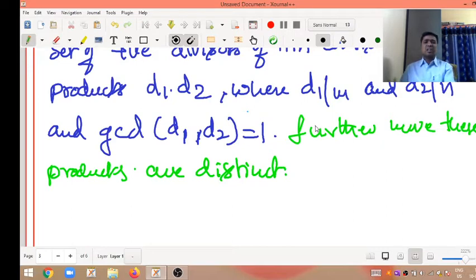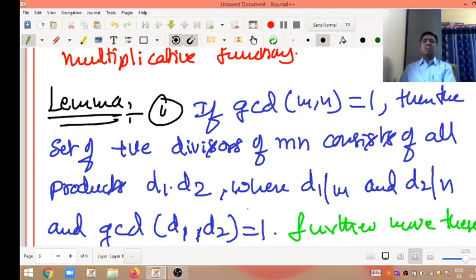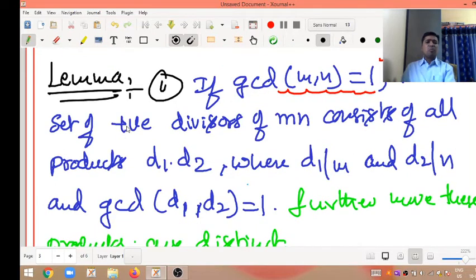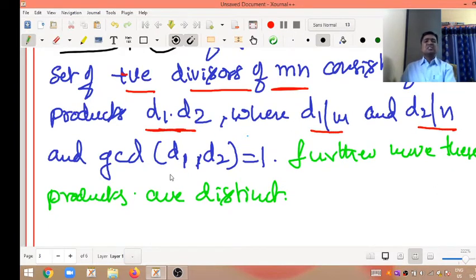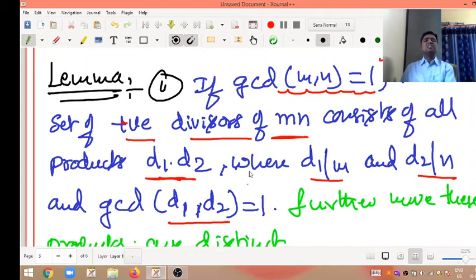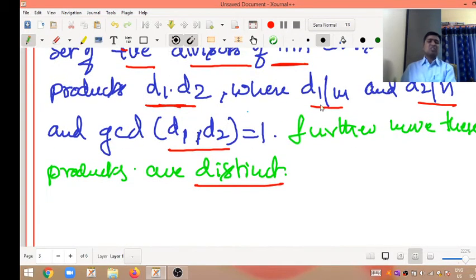See here, my dear friends, I elaborated this point. GCD of m comma n is equal to 1, that means m and n are relatively prime. So the set of positive divisors of m into n consists of all products, where d1 divides m and d2 divides n. In that case GCD of d1 comma d2 is equal to 1, meaning these divisors are relatively prime. Moreover, these products are distinct, my dear friends. I hope you all understood this point. I will move on to the next point.